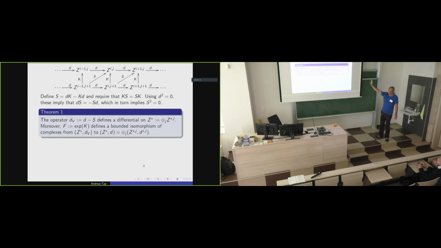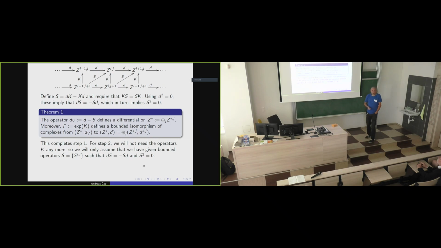I mean, it's not visible here that it's tensorial or anything like that, but you will see this is what happens in the actual applications. We have modified the differential without changing the cohomology. Okay? So, for step 2, we will not need the K's anymore.